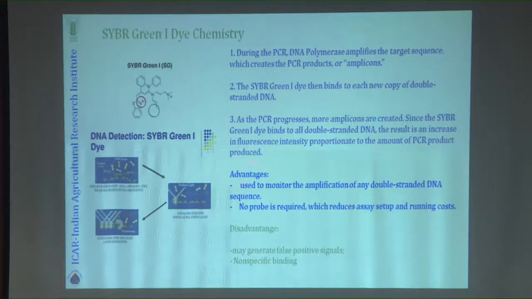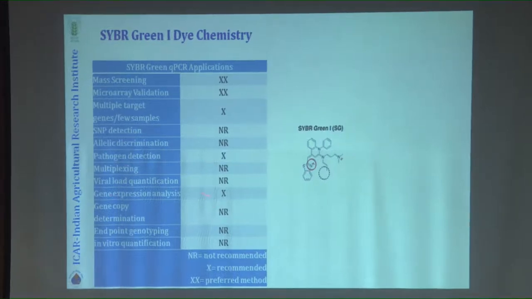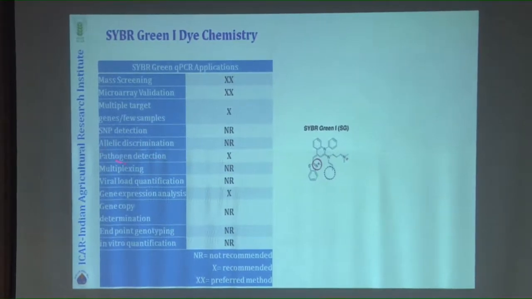The advantage is that it can be used to monitor the amplification of any double-stranded DNA sequence. No probe is required, because we don't need anything other than the dye, which reduces the assay setup and running cost. Cost is much cheaper because the dye is used alone. But it may generate false positives, because if a primer dimer forms, the dye can bind there and the dimer is also counted, and non-specific binding is also sometimes seen. So this SYBR Green chemistry is recommended for mass screening, microarray validation, multiple target genes with few samples, detecting pathogens, and gene expression analysis. For some other purposes it is not recommended, so you need to use another method, right?